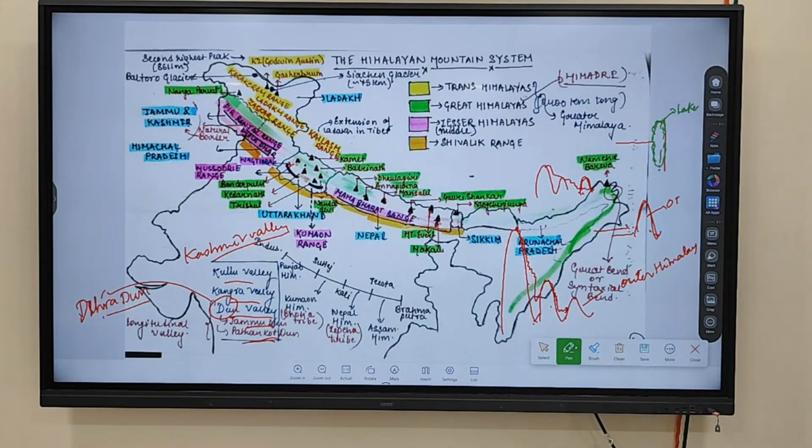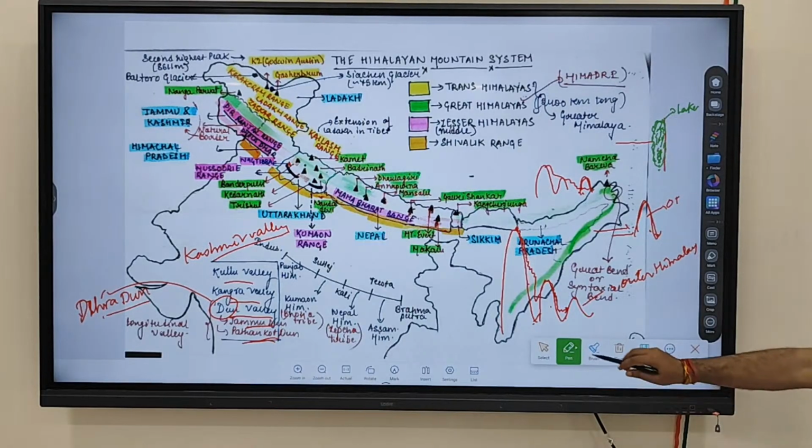Clear? Over a period of time, as the rivers are bringing a lot of sediment, where are these sediments deposited? These sediments are deposited in the lake itself. Clear?